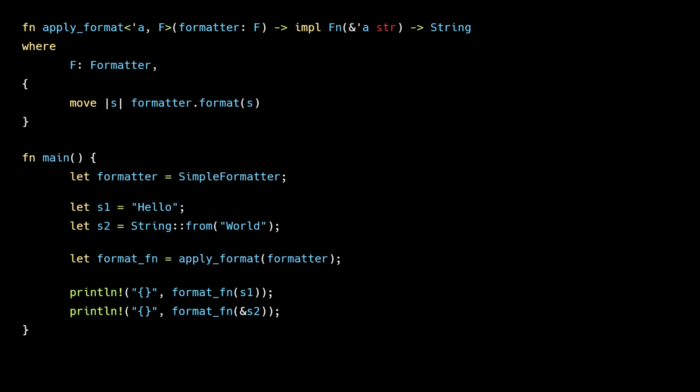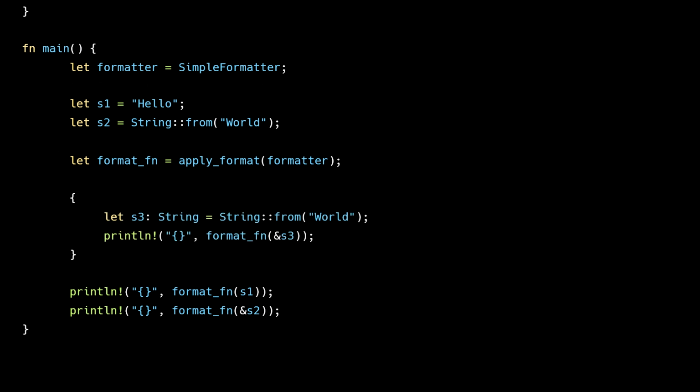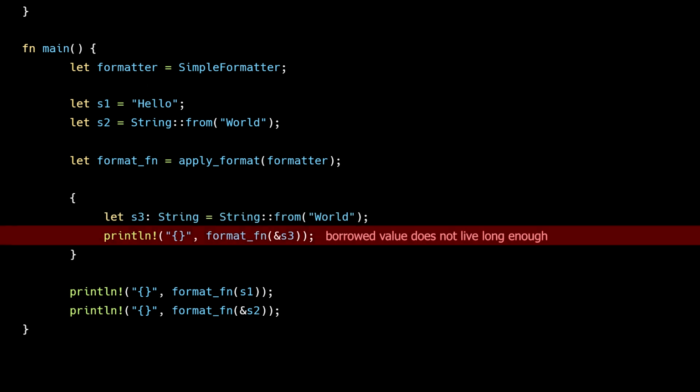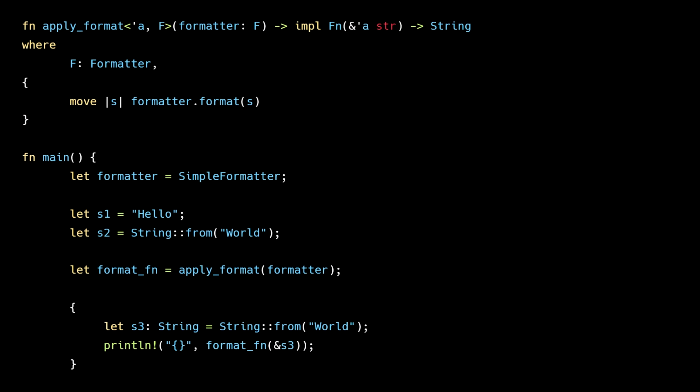But this doesn't fix all permutations of this issue of the closure outliving the references passed to it. For example, if we created an inner scope and called our closure with a reference to a string defined within that inner scope, we would get a similar compile time error saying borrowed value does not live long enough. In this case, s3 is dropped at the end of the inner scope, which isn't allowed because the reference to s3 will be invalid before the closure is dropped.